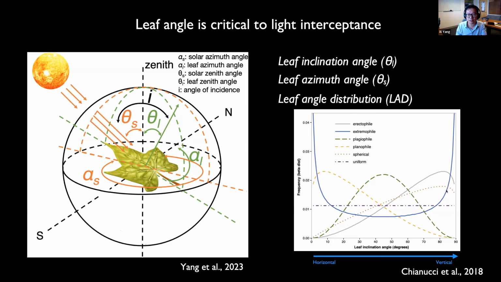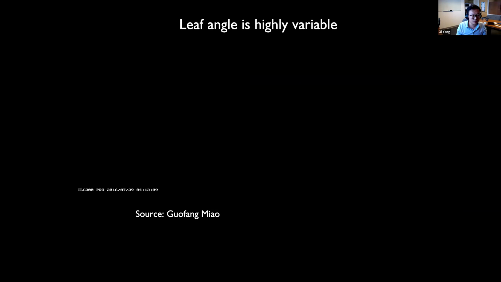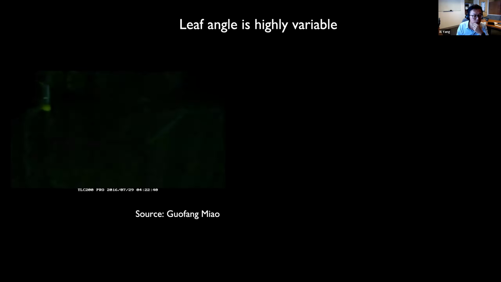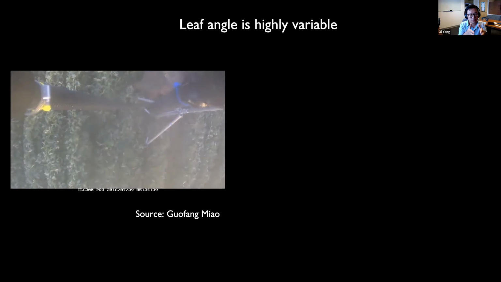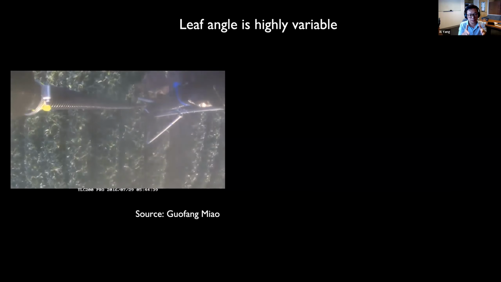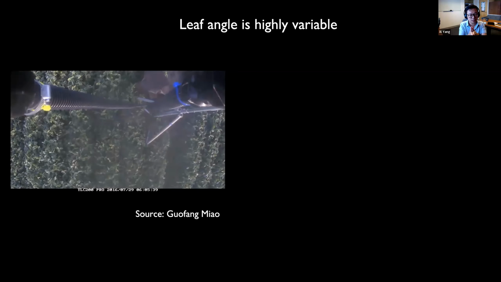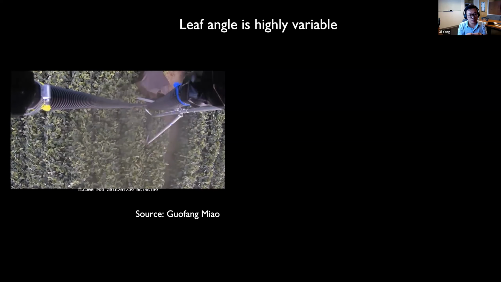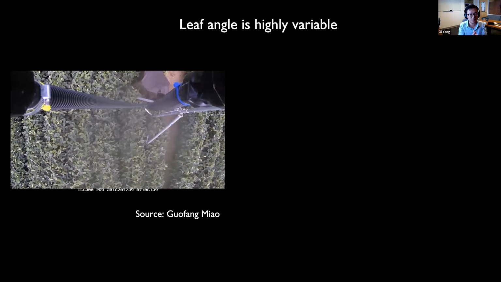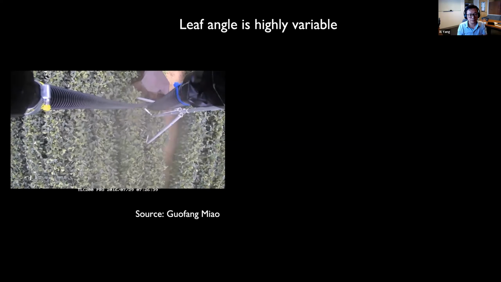whereas in reality, in nature, leaf angle is quite variable. I'm going to show a few examples. This is from my friend Guofeng Miao, and I think Guofeng is also in the audience. She measured the change of leaf angle in a soybean field. Look at the timestamp there. It just happened within a few hours in the morning. This is in central Illinois. It looks like the plants just woke up and started to stretch, but you can see the change in leaf angle is quite dramatic in this video here.